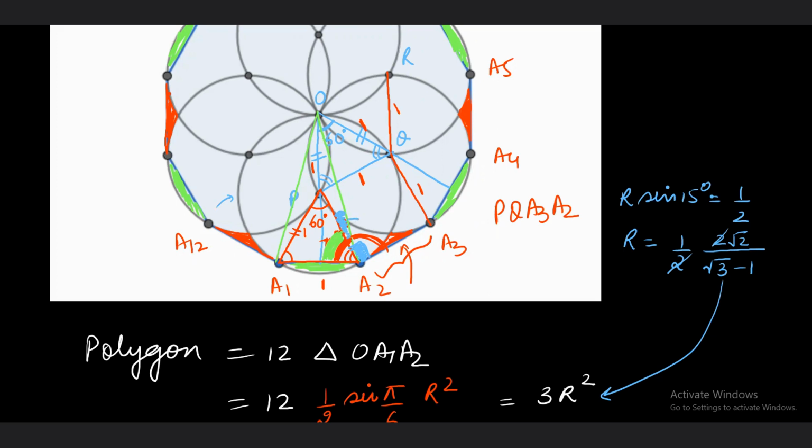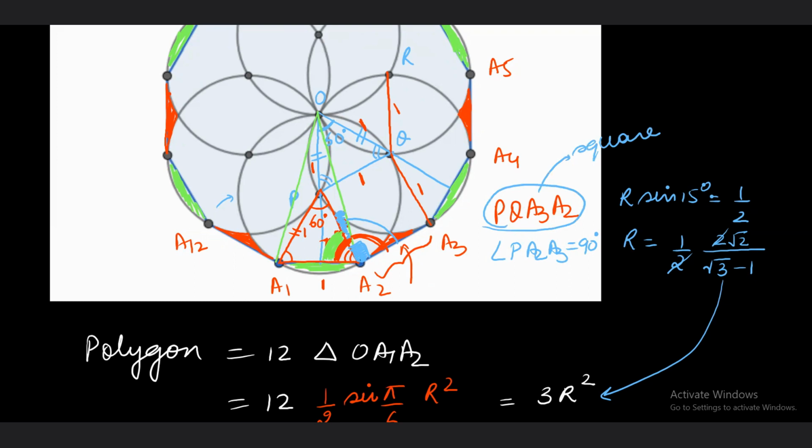If it is 15 and this is 75, then can I say that the total angle we are talking about, PA2A3, is actually equal to 90 degrees, right? PA2A3 is 90 degrees. Now, if angle PA2A3 is 90 degrees, I can definitely say that this quadrilateral PQA2A3 is a square. We have this quadrilateral, a square.